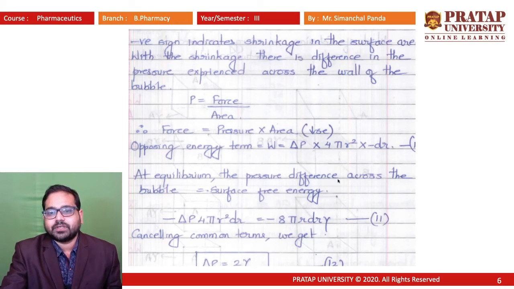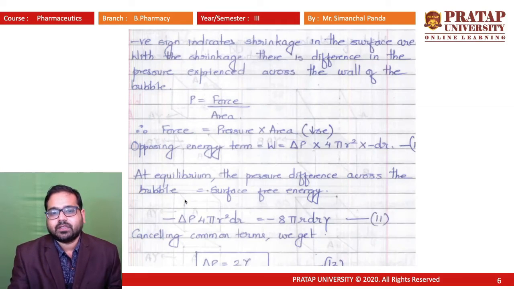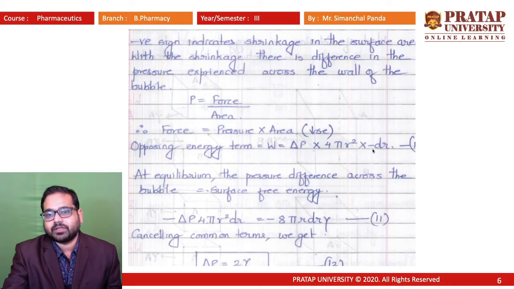At equilibrium, the pressure difference across the bubble is equal to the surface free energy, as we got the surface free energy as minus 8 pi r dr gamma. In the next slide we are getting the opposing energy with respect to the pressure and area. Work done is nothing but the pressure difference times 4 pi r square dr. So at the equilibrium condition both will be equal. So minus 8 pi r dr gamma is equivalent to delta P 4 pi r square dr.